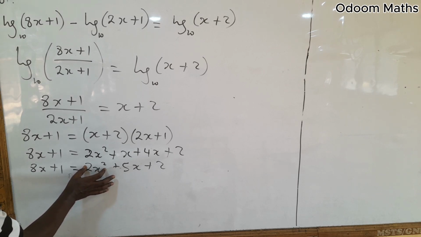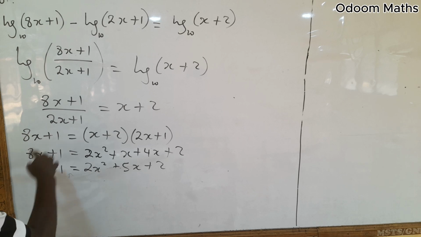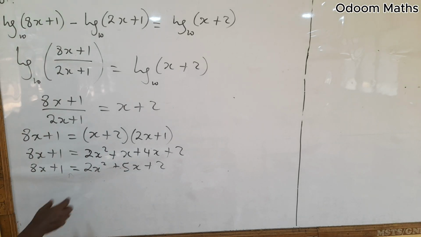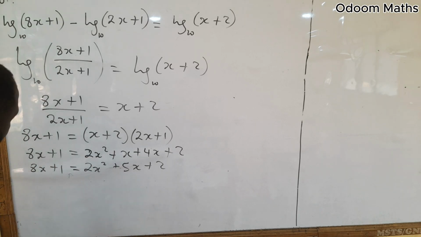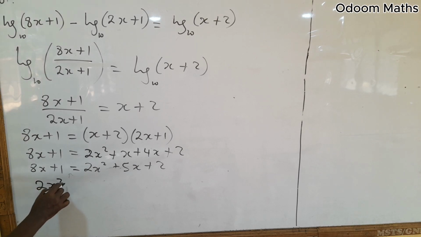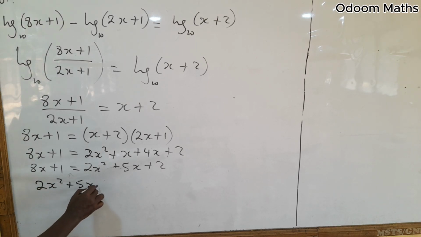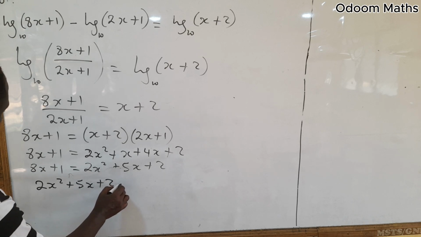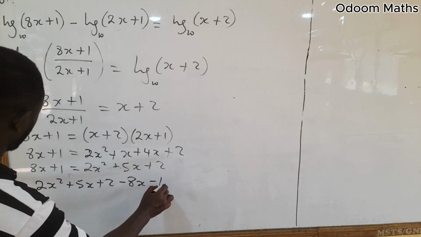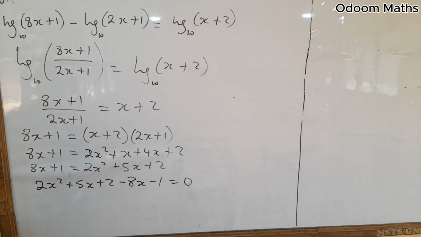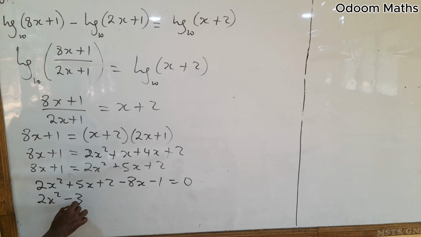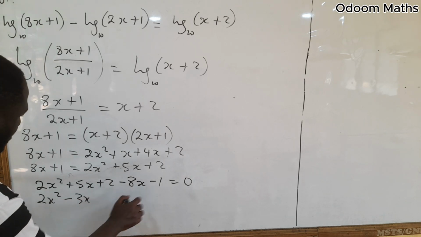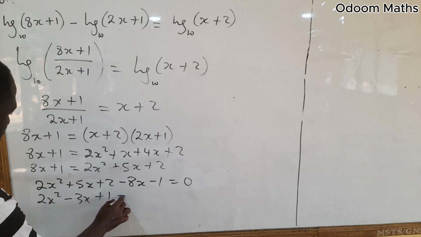Okay, so from here, I want to maintain this side to be on the positive side, so I am bringing this one in. I want to make this x squared to be positive still. So that is 2x squared plus 5x plus 2, then minus 8x minus 1 equals 0. So 2x squared will remain. Then 5x minus 8 becomes negative 3x. And then 2 minus 1 becomes plus 1 equals 0.